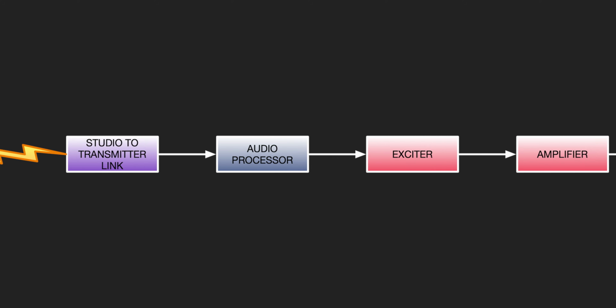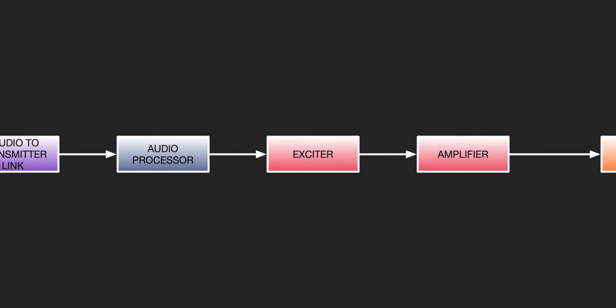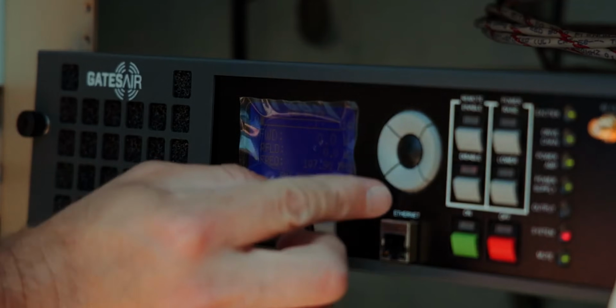The audio processor passes the audio to the exciter. This is where the audio gets turned into RF. The exciter generates the RF, mixes in other services that are present, such as subcarriers, and passes it to the amplifier. Not all radio stations need an amplifier. Maybe some small LPFMs can get away with exciters only.